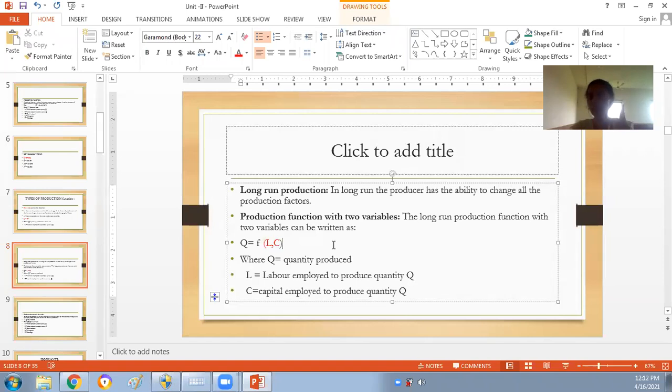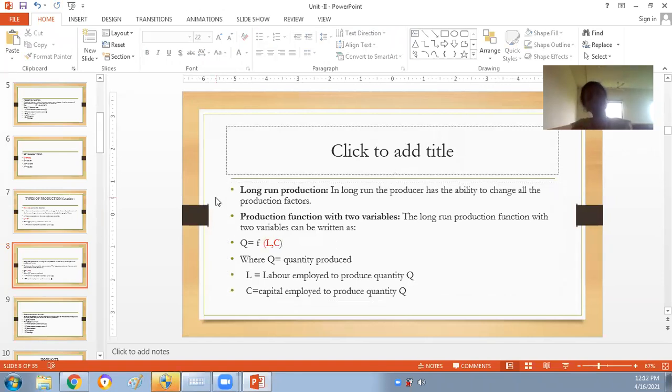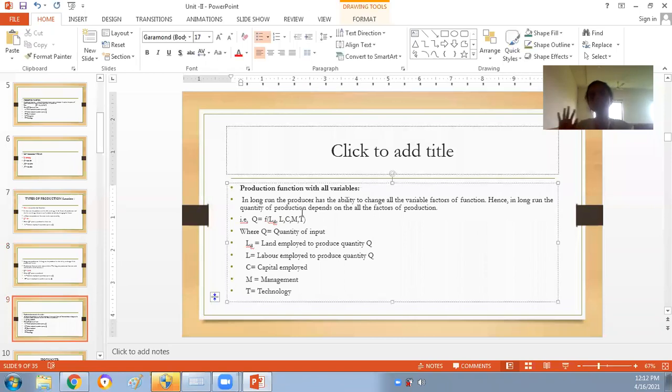That means in long run period of time, if it is not short run but it is not too long, in that, as it is possible for any producer to change two factors of production, that is labor as well as capital, because of that we have long run production function with two variables. Okay. The next one that we have is long run production function with all variables.